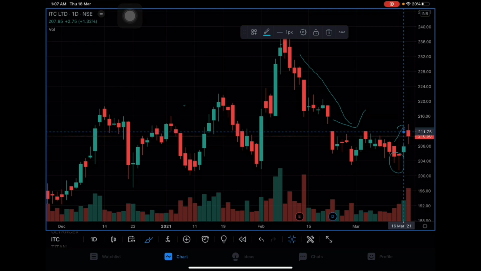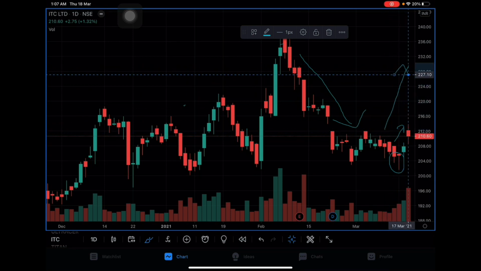Now, whether it works out or not, whether the stock actually manages to reverse its trend and go for a long rally, that is yet to be seen. So let's see if it turns out well. I hope this information is of use to you and you could use it practically in your trading.